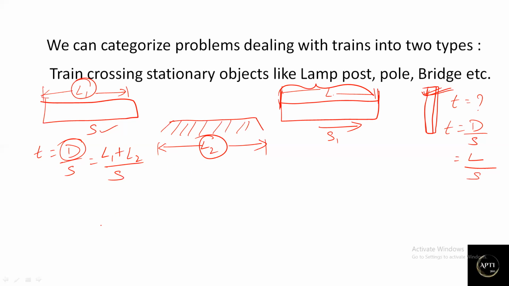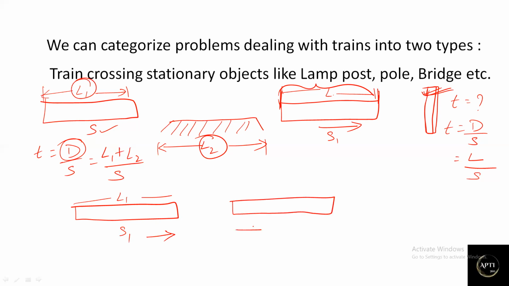Now, similarly, let's pause the video and think about this: there is a train whose length is L1 and speed is S1, moving in this direction. On another track, one more train is coming in the opposite direction to the first train. The speed of the second train is S2 and its length is L2. Now my question is, how much time will both trains take to cross each other completely?